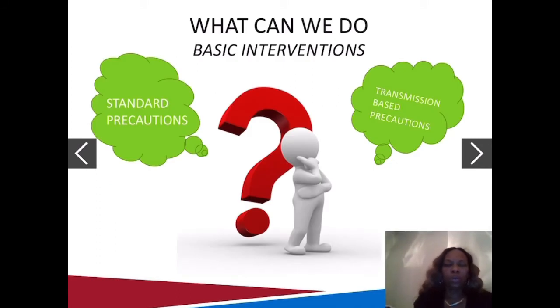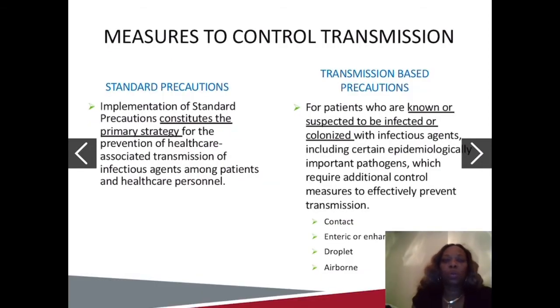What can we do? What are the basic interventions to help us with infection? We follow our standard precautions and our transmission-based precautions. We have two measures to control transmission: standard precautions and transmission-based precautions. There are four different types of transmission-based precautions: contact precautions, enteric precautions, droplet precautions, or airborne precautions.